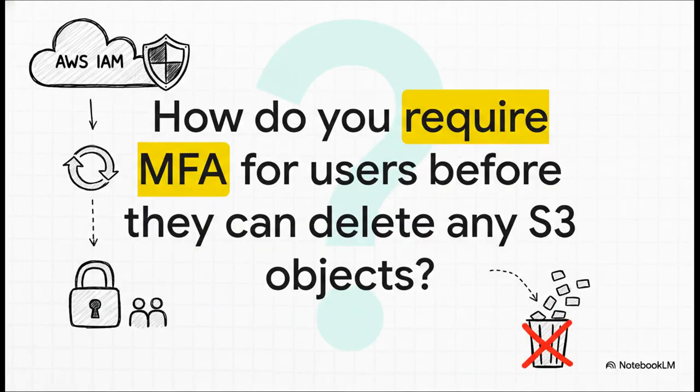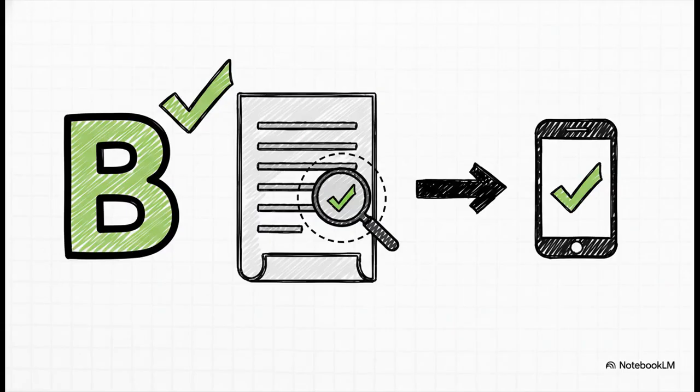Okay, let's put that policy logic to the test. Here's the scenario. You've got a super critical operation, deleting objects from S3. And the business requires that this can only happen if the user has authenticated with MFA. So how do you enforce that? What's the best tool for the job? The correct answer here is B.